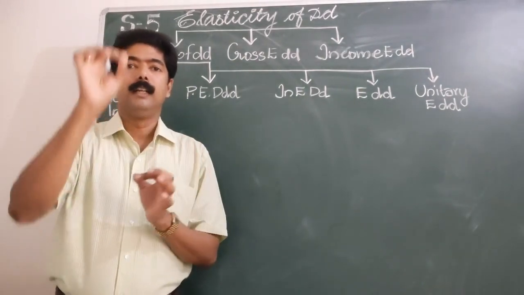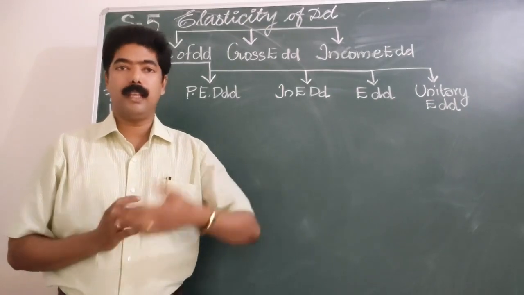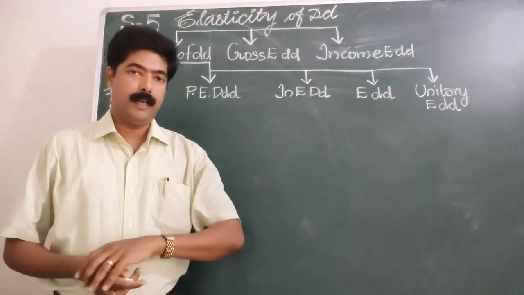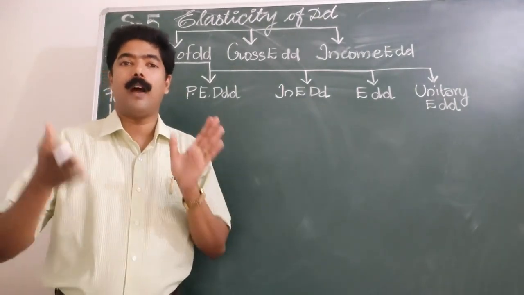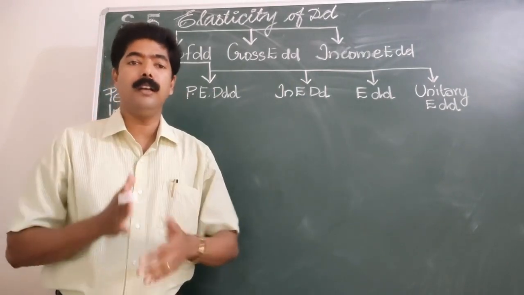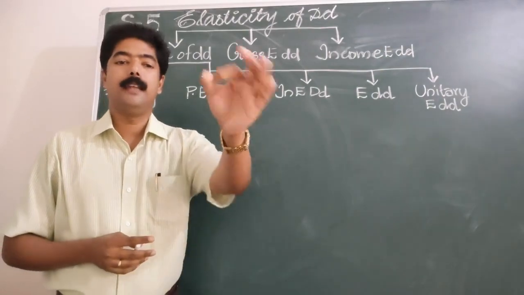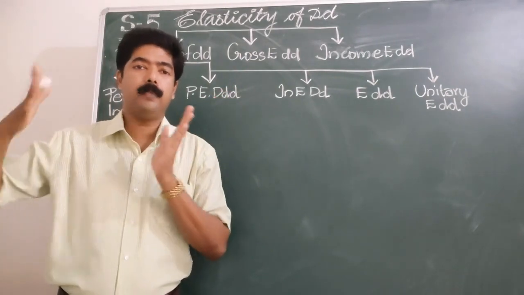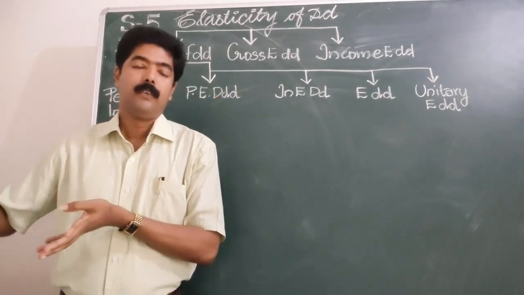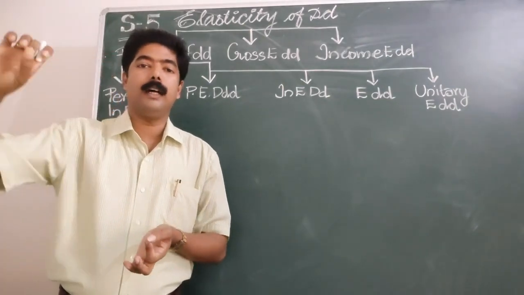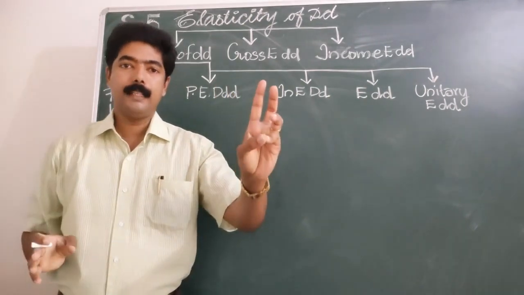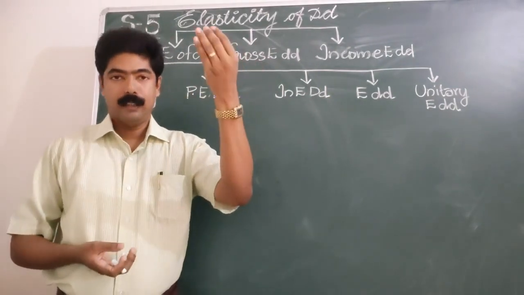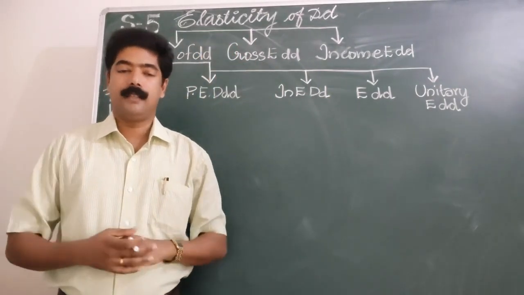Symbolically, we can write a formula to find out the price elasticity of demand. We will also see some numericals to calculate it. Price elasticity of demand is the percentage change in quantity demanded upon the percentage change in price. How much does the quantity demanded change? Is it equal to, greater than, or less than the percentage change in price? That we will describe through the classifications of price elasticity.